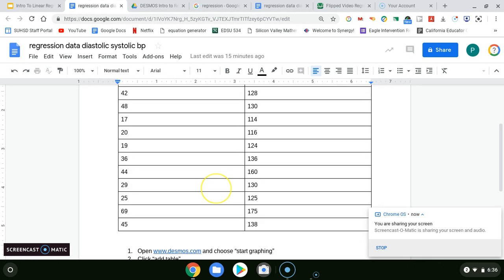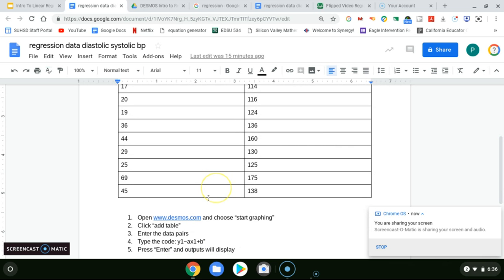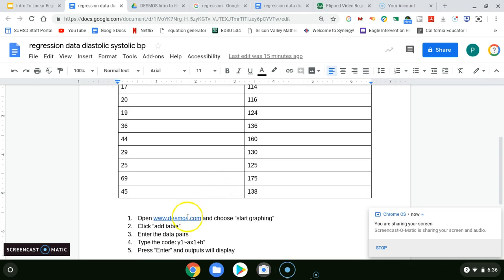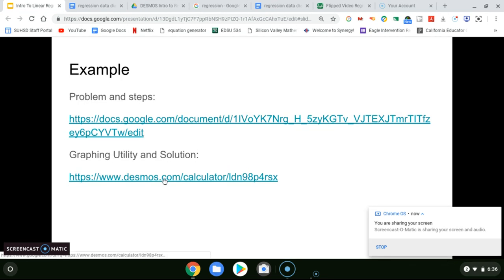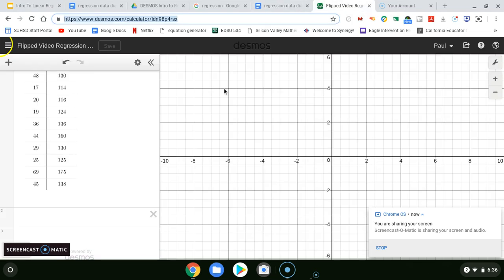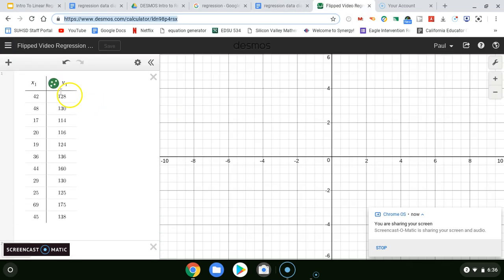And again, I want you to slow the video down, use it as many times as you need to understand the process. So we're going to open Desmos.com, your graphing calculator. You'll add this table, enter all the points. You'll type this code and press enter, and a bunch of outputs will display. I have also included a link in the slideshow to the calculator, and this one I've already put all the points in, but I want you to go to Desmos and start from scratch.